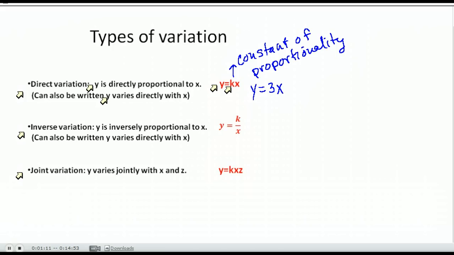Okay. Inverse variation gives us division. Y is inversely proportional to x, or y varies, whoops, that's a typo there. Let me fix that. Y varies inversely with x. Okay, so what you want to watch for is the language. If it says direct, you know you're working with the constant times the variable x. If it says inversely, you know you're working with the constant divided by that variable.